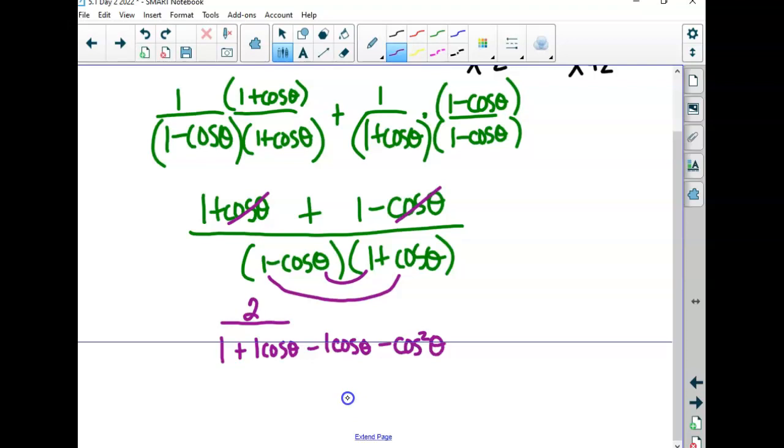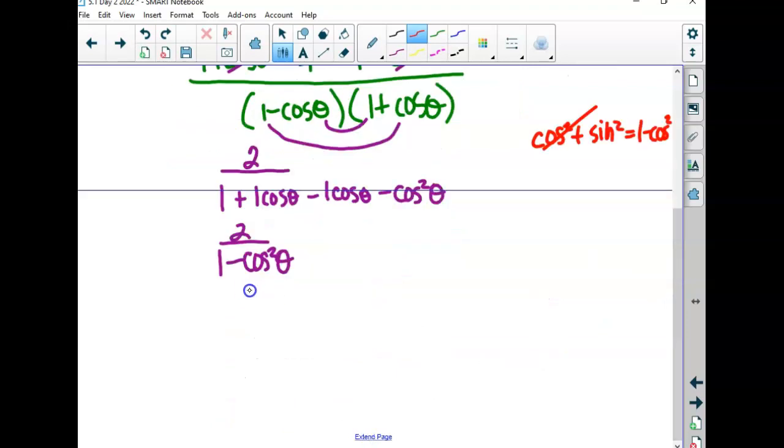Minus cosine squared. So what happens in the middle right there? Yeah. So we just end up with 2 over 1 minus cosine squared. Is that something? 1 minus cosine squared is... Yes, because it started out cosine squared plus sine squared equals 1. So if we subtracted this guy over here, 1 minus cosine squared would equal a sine squared. So we end up with a 2 over sine squared.